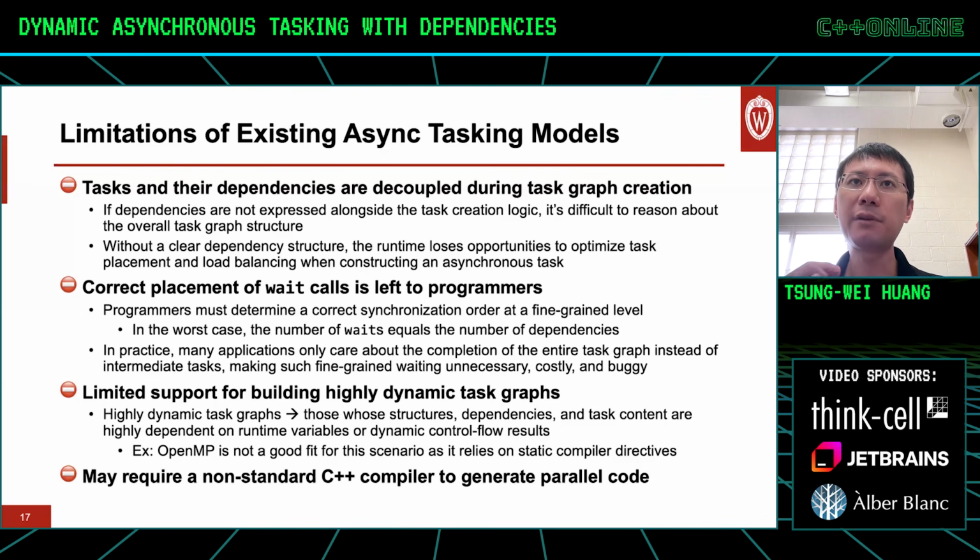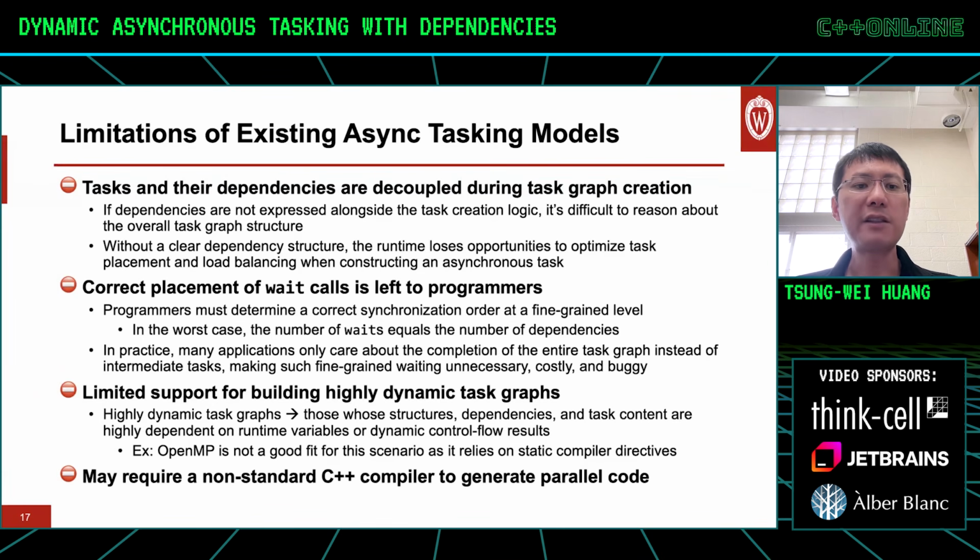Second, correct placement of the wait call is completely left to programmers. This basically means, as a programmer, you must decide a correct synchronization order at the very fine-grained level. And in the worst case, the number of wait calls will be the same as the number of task dependencies. And unfortunately, in practice, many applications only care about the completion of the entire task graph instead of an intermediate task, making such fine-grained synchronization and waiting really unnecessary, costly, and very easy to introduce bugs.